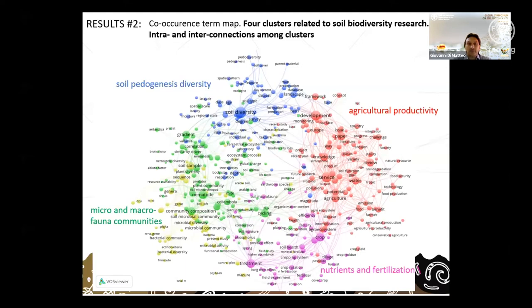So the blue cluster grouped research terms related to soil biogeochemistry and diversity. The red cluster was characterized by research in agricultural productivity. The fuchsia cluster was characterized by research in nutrients and fertilization. And the green and yellow clusters can be considered as one cluster, because the yellow cluster is a subcluster of the green cluster, mainly related to research of micro and macro fauna.